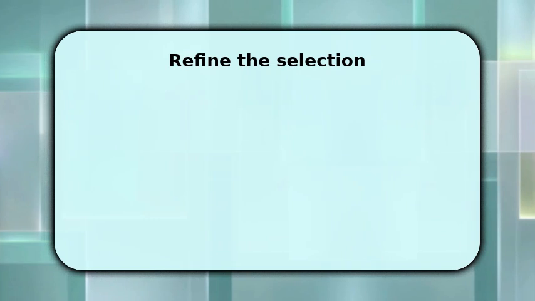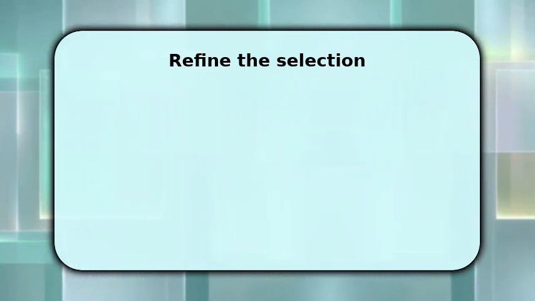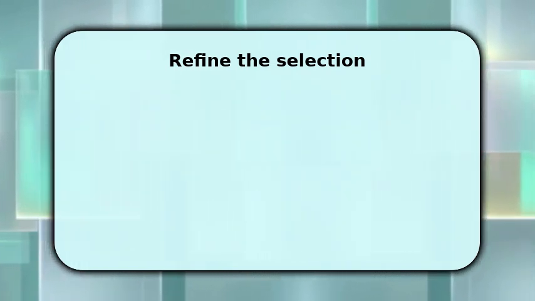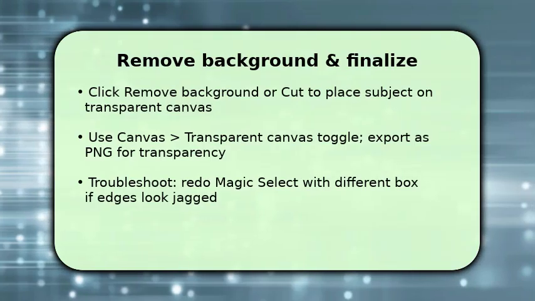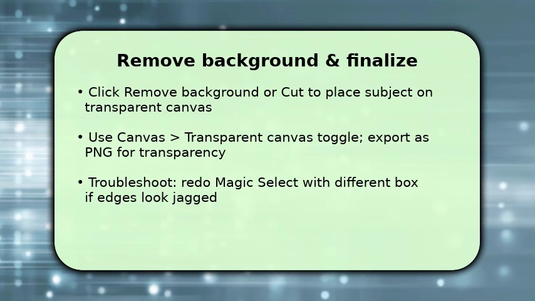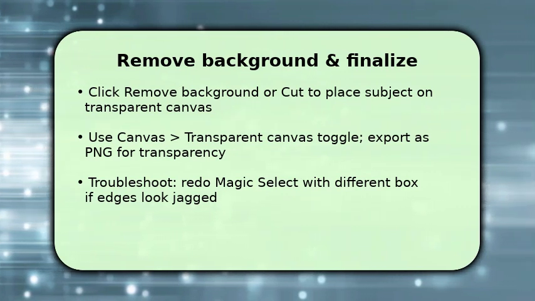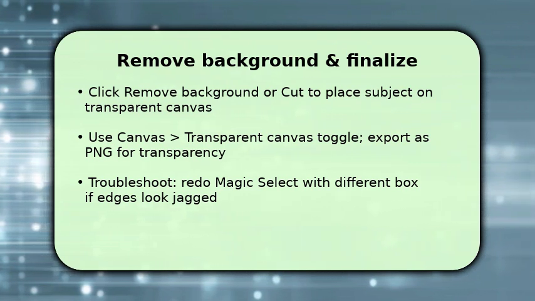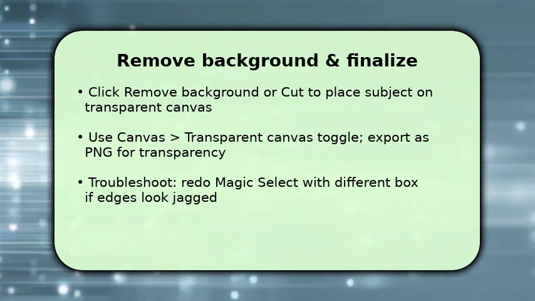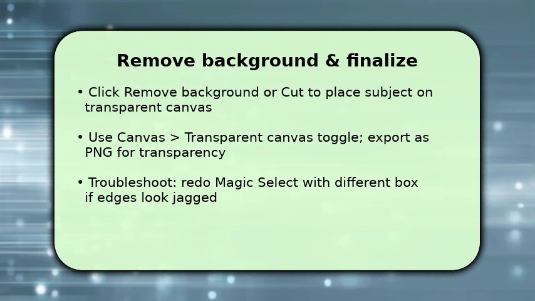Make sure shadows and semi-transparent parts are included as needed, and toggle background color to preview how the selection will look once cleared. With the selection accurate, click Remove Background or Cut and paste the subject onto a new transparent canvas. Then enable Canvas Transparent Canvas so the background is truly clear and export as PNG to preserve transparency.